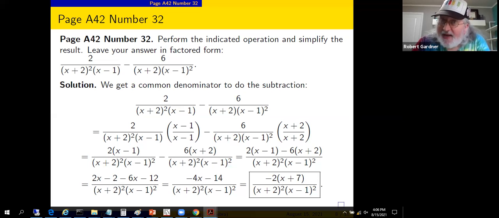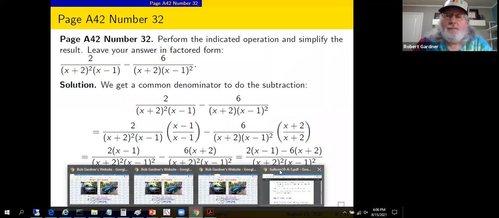There's nothing left to factor because we've got entirely first degree polynomials, x plus something, and nothing cancels. There's nothing common to the numerator and denominator to cancel. Back to the notes.